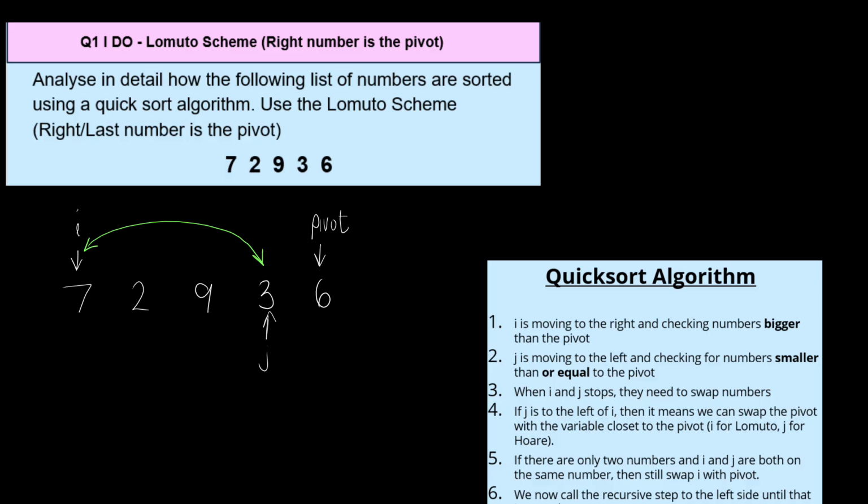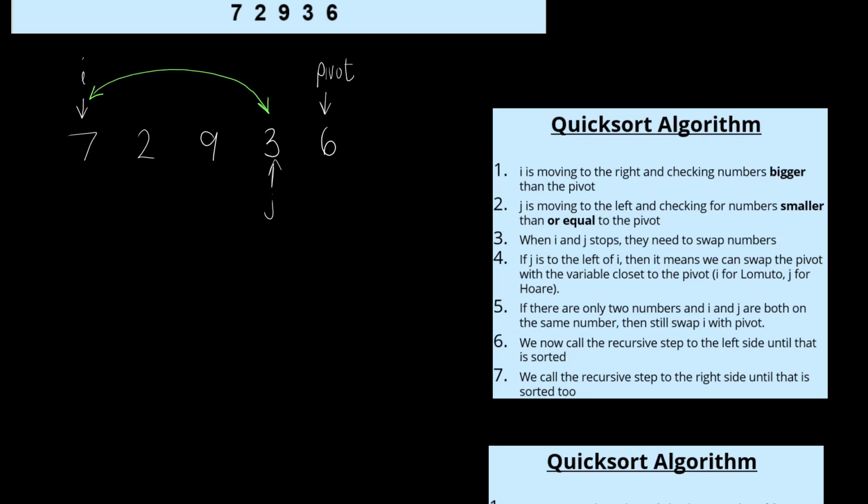So what that means is all the numbers will be smaller on that side and bigger on this side. So if I swap the numbers, I'm going to have 3, 2, 9, 7, and 6. And then we will carry on. We know that's the pivot. 2 is now our I. And J would need to move to the left.